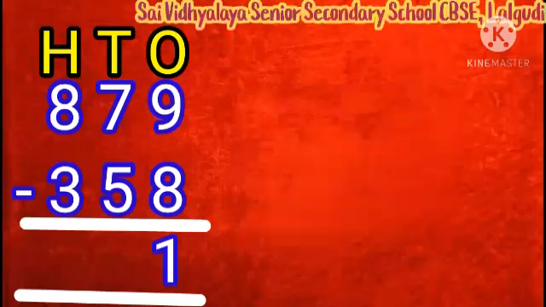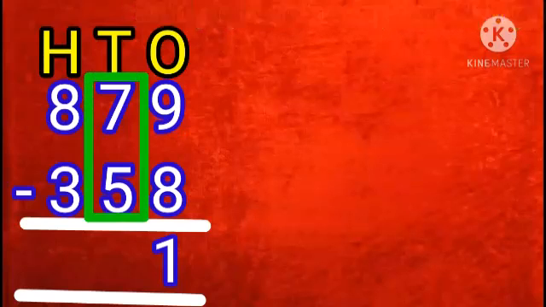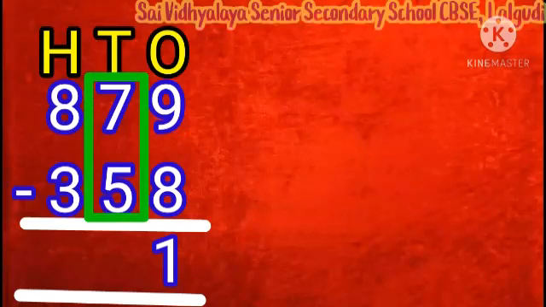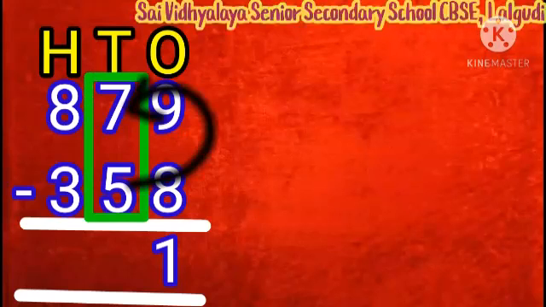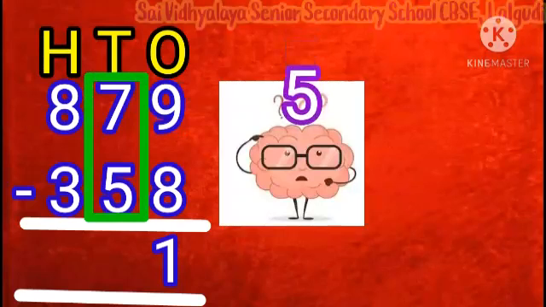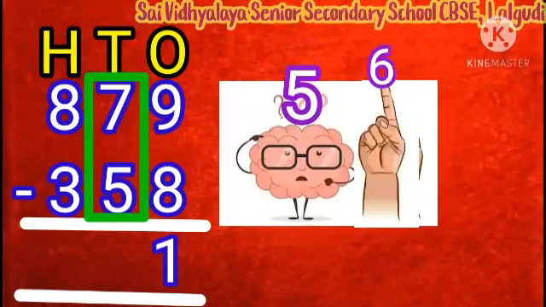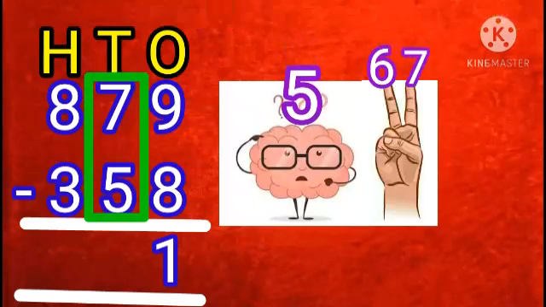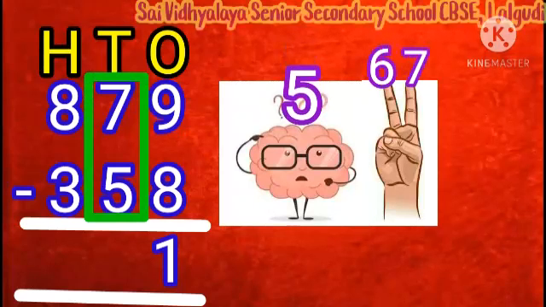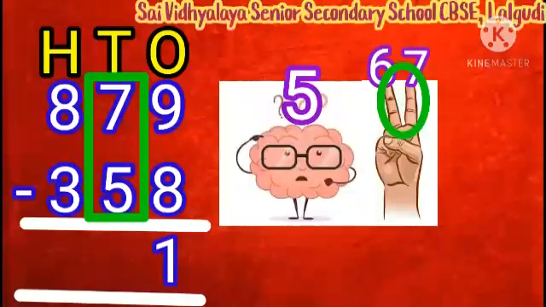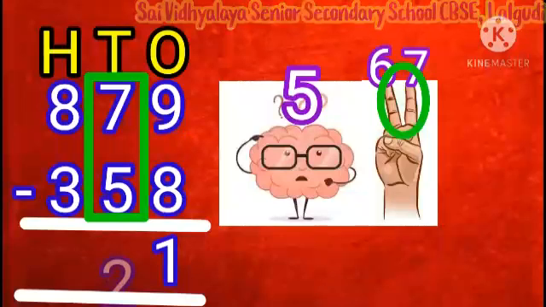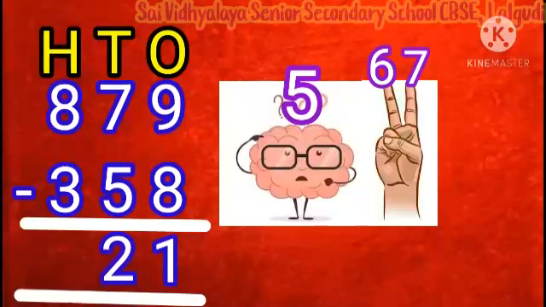Next, subtract the digits which are in tens place. Subtract 5 from 7. 5 in the mind, 5 after 6, 7. There are 2 fingers. So, write 2 in tens place.